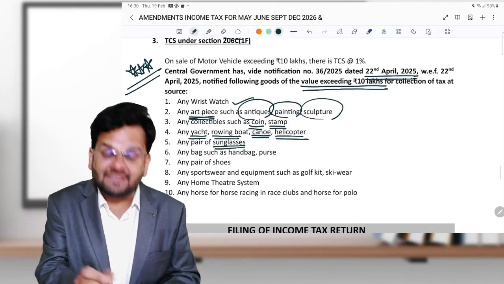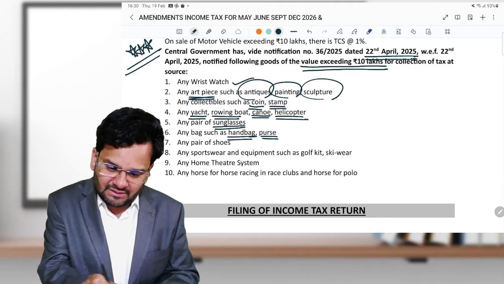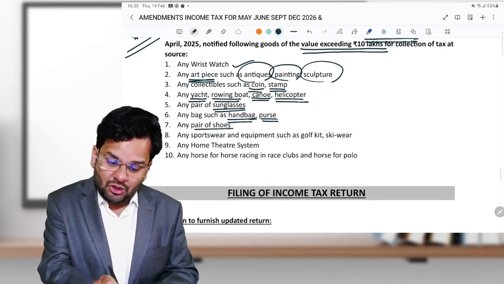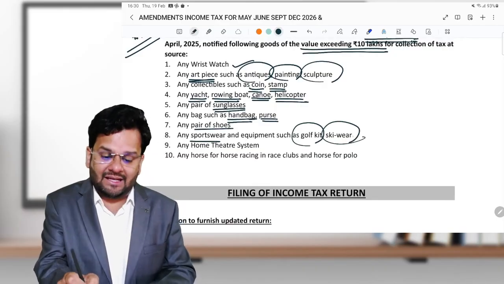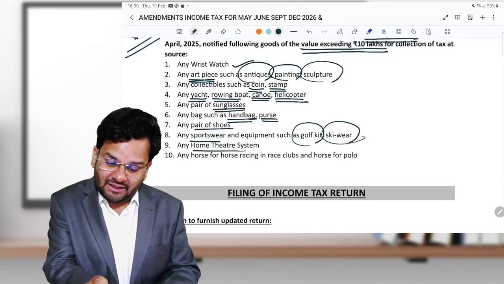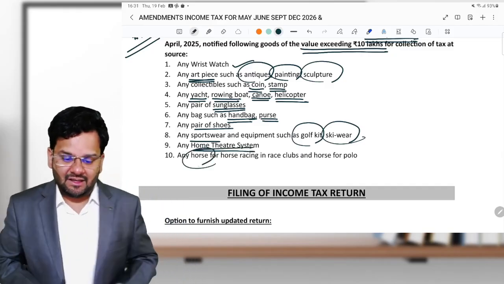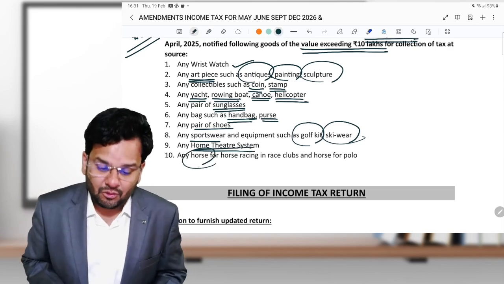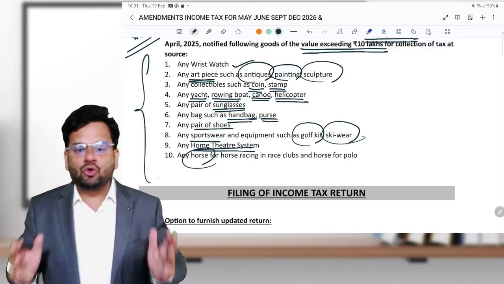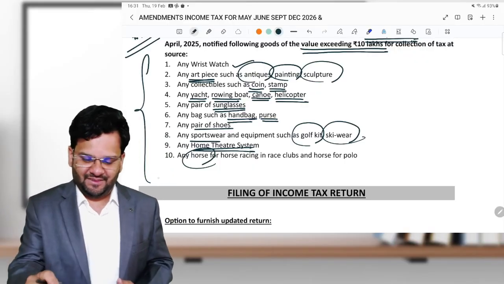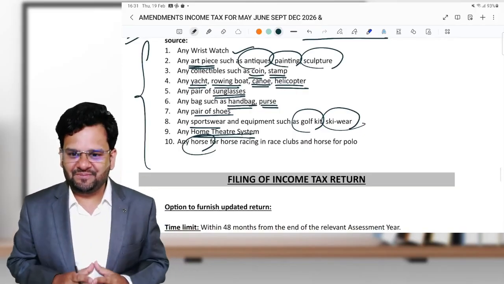Pair of sunglasses, okay, handbag, purse, pair of shoes, sportswear and equipment such as golf kit, ski wear, home theater systems, and horse for horse racing in clubs and horse for polo. So basically, these 10 goods are added. Clear? Will you be able to recollect this?